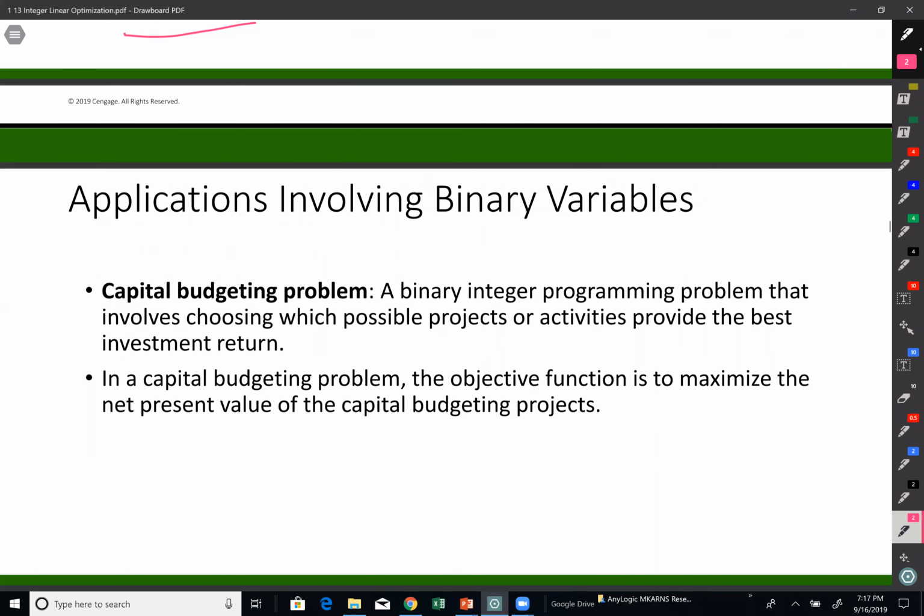So capital budgeting problem is a very common problem for any company. Basically, you have limited budget and you are trying to choose the best investment alternatives to maximize your investment return. And we would like to maximize our return in terms of net present values.